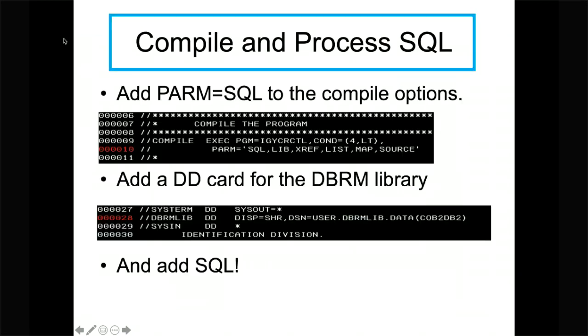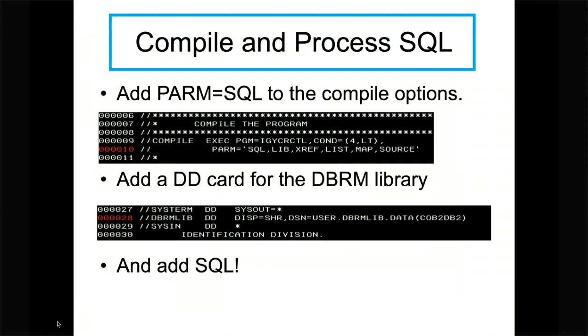Okay, let's go to the next slide. To compile a program and process the SQL, there are only three things that you need to do. The first thing, you can see on that first graphic, line 10, the prefix area is in red. You have to add the SQL parameter when you call the COBOL compiler, so PARM equals SQL, and that will tell the compiler that it will be calling DB2 during the compile process.